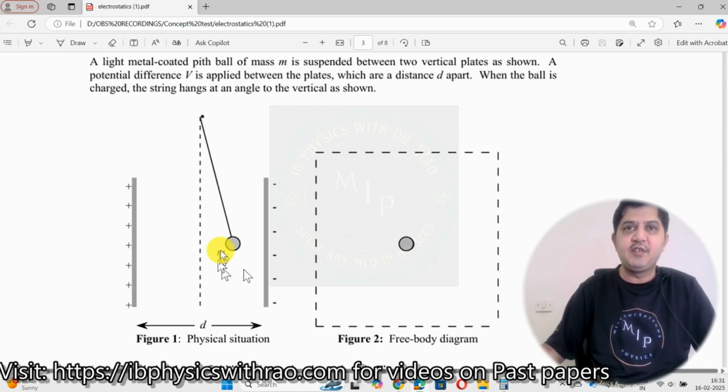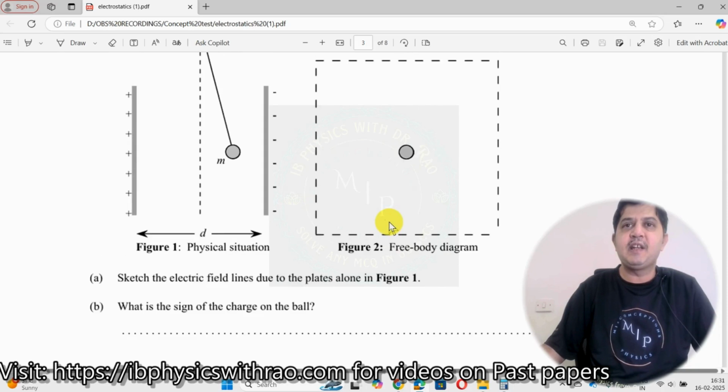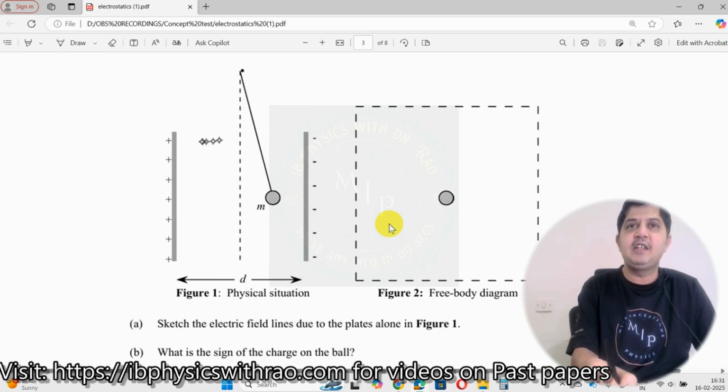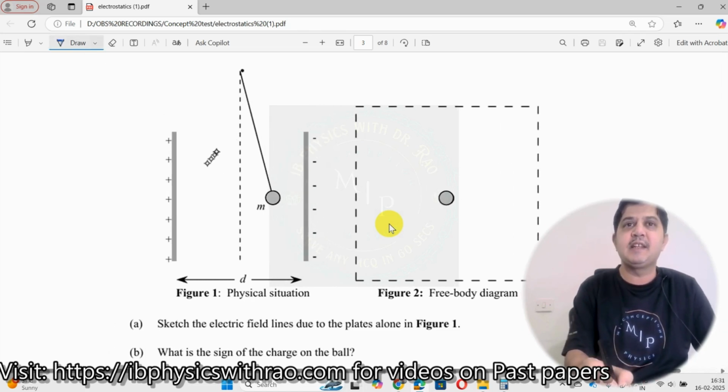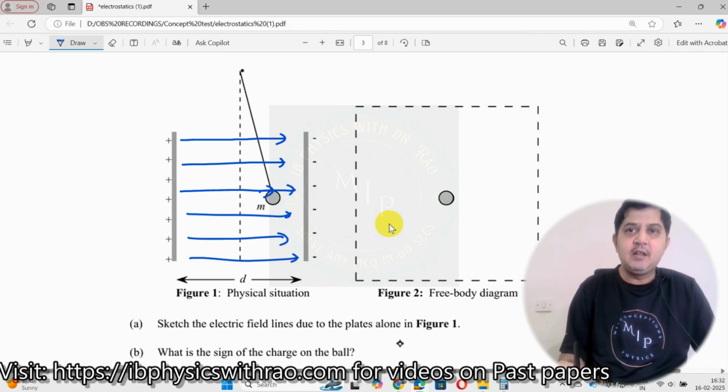Now what is the question over here? Sketch the electric field lines due to the plates alone. What are the electric field lines over here? See, there's a positive here, there's a negative here. So definitely the electric field lines should be like this. This is how the electric field lines should be. It should be extended until here. So this should be your electric field lines. Then, what is the sign of the charge of the ball?